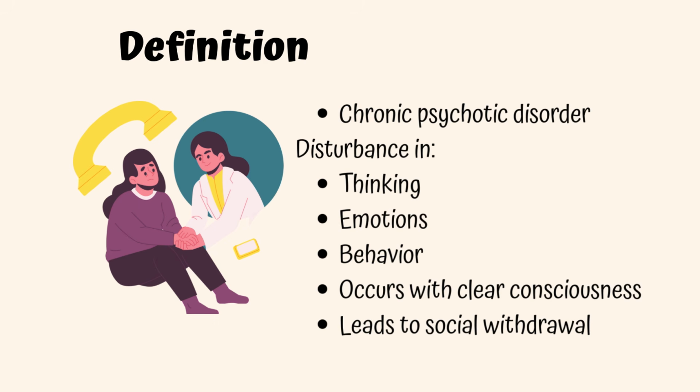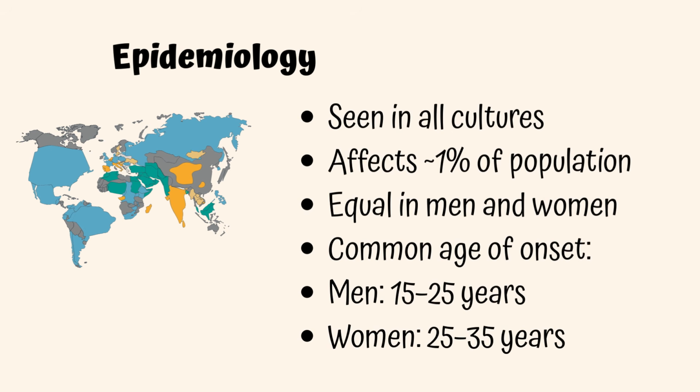In epidemiology, it occurs in all cultures and affects about 1% of the population. Men and women are equally affected. And the age of onset, men usually between 15 to 25 years and women between 25 to 35 years. This means schizophrenia usually begins during the most productive years of life, making it highly disabling.